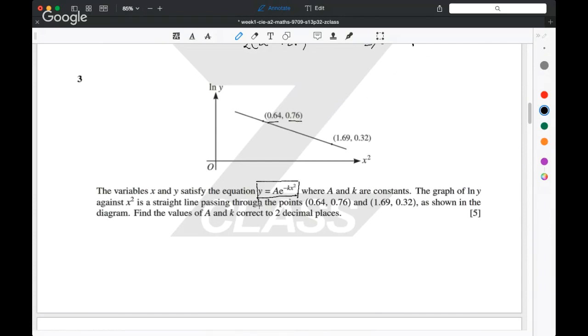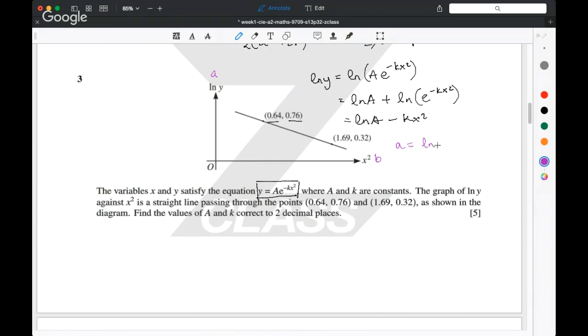So let me take the natural log of both sides, and I get that ln y is equal to, and you need to use the laws of logarithms here, natural log of a plus ln of e to the minus kx squared. The natural log cancels with the e, so this is equal to ln a minus kx squared. So if we call this axis a and this axis b, we can write the equation as a is equal to natural log of big A minus kb.